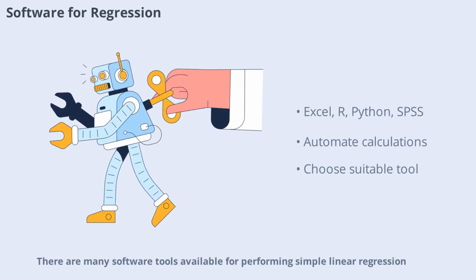There are many software tools available for performing simple linear regression, including Excel, R, Python, and SPSS. These tools can quickly calculate regression coefficients, plot results, and check assumptions. Choosing the right tool depends on your needs and familiarity with statistical software.